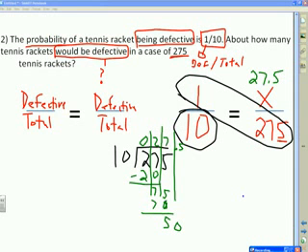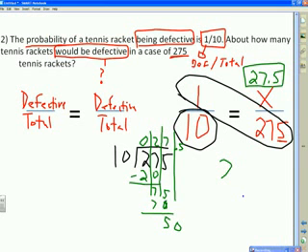All right. In real life, we can't have 27.5 rackets. A half of a racket can't be defective. Well, the top half could be broken, but it's defective or not defective. So for this 27.5, a reasonable answer, we would round it up. So we would say 28 rackets are defective. Okay?